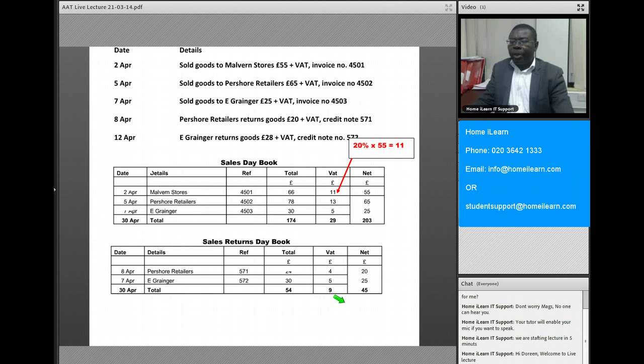E. Granger returns goods of £28 plus VAT, and that is also recorded here. At the end of the period, we do the same thing. You need to total up your day book, the net column, the VAT column, and the total. Please note, net plus VAT is equal to the total.